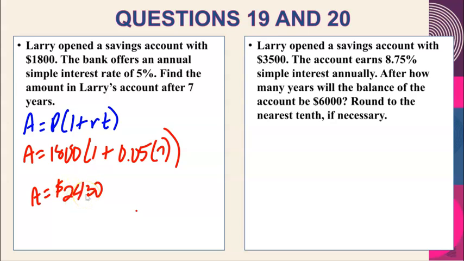Next, Larry opened a savings account with $3,500. The account earns 8.75% simple interest annually. After how many years will the balance of the account be $6,000? Round to the nearest tenth if necessary.